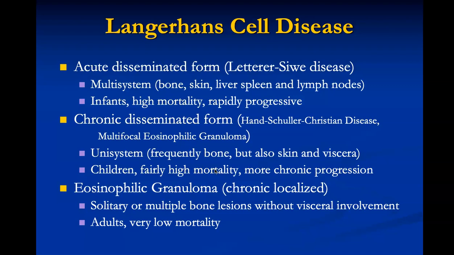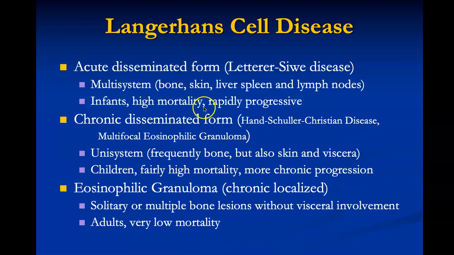So there's basically 3 different types of Langerhans cell histiocytosis. You have the acute disseminated, which previously was called Letterer-Siwe disease. You can have the chronic disseminated, which previously was called Hand-Schüller-Christian disease. And then you can have the solitary type, which is eosinophilic granuloma. This is much less common and is usually seen in adults. I'm not really going to talk about this disease. I'm going to spend our time on the acute disseminated and the chronic disseminated.